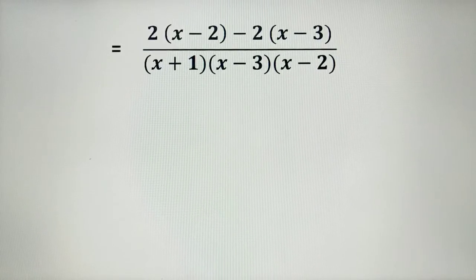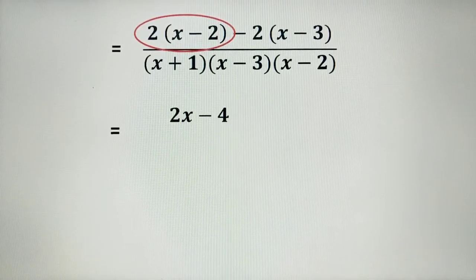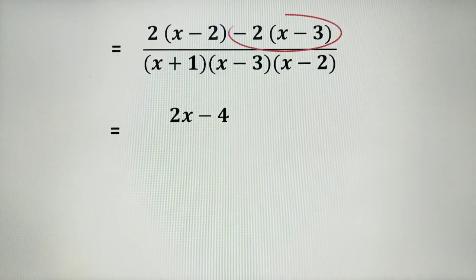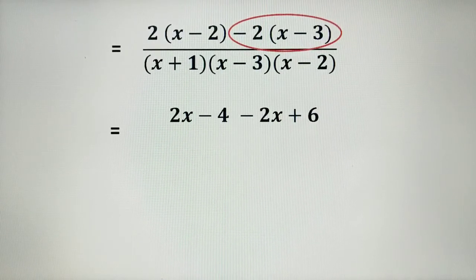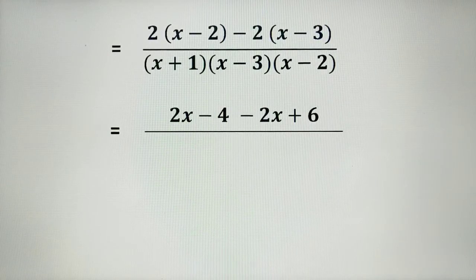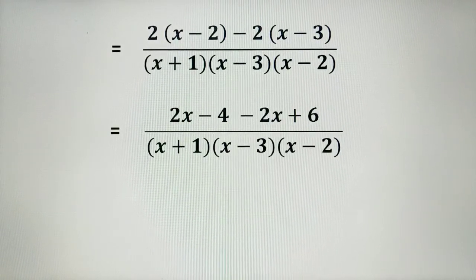2 times x minus 2 minus 2 times x minus 3 all over x plus 1 times x minus 3 times x minus 2. We will simplify the numerator. 2 times x minus 2 is equal to 2x minus 4. Negative 2 times x minus 3 is equal to negative 2x plus 6 all over the denominator x plus 1 times x minus 3 times x minus 2.